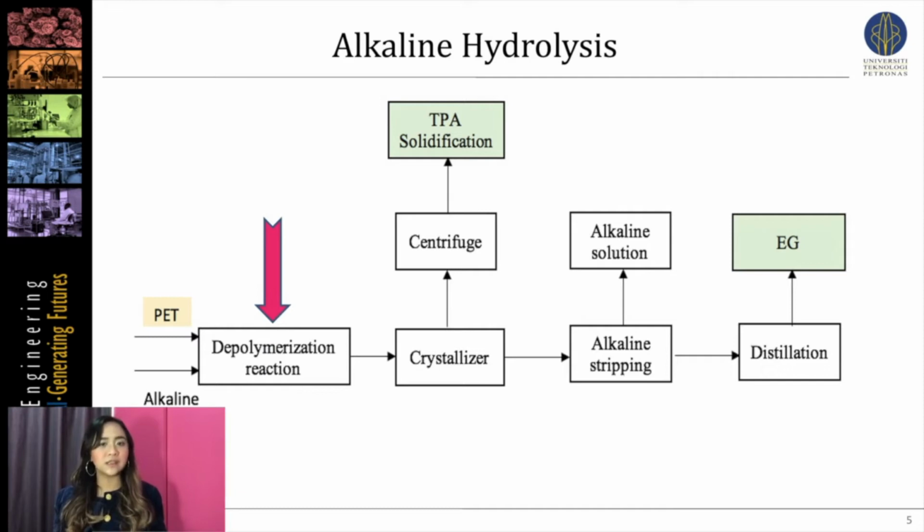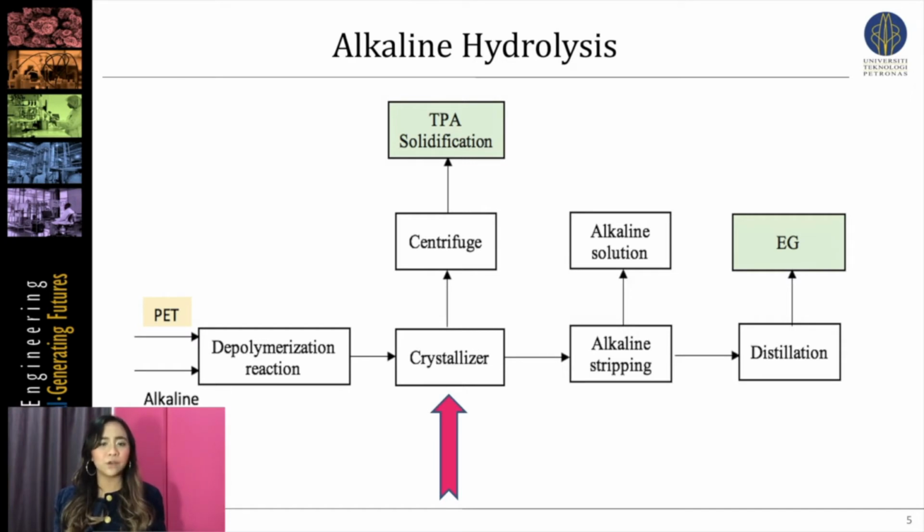So, the reaction is heated up to produce ammonium terephthalate and EG with some unreacted PET. The mixture is then sent to a crystallizer unit for separation where slurry of ammonium terephthalate is separated and the slurry is further centrifuged and heated in furnace to obtain purified TPA.